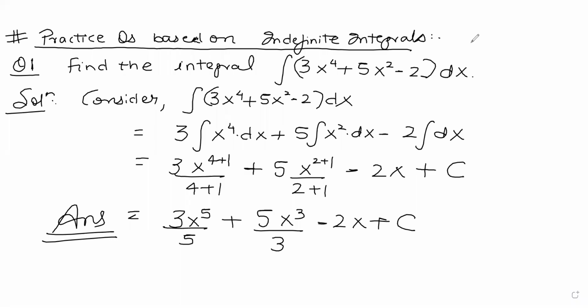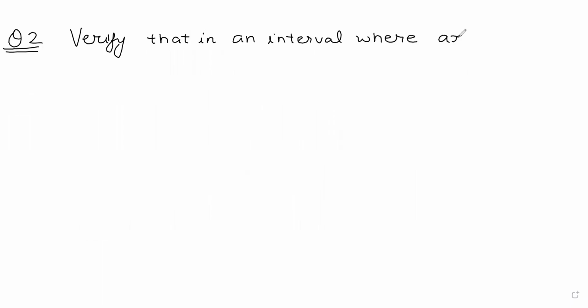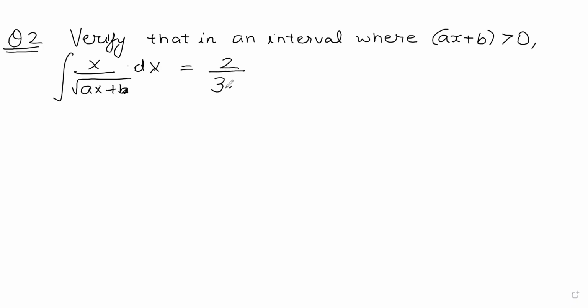Let's now look at question two. Verify that in an interval where AX plus B is positive, show that the integral of X upon the square root of AX plus B times DX comes out to be equal to 2 upon 3A square times (AX minus 2B) times the square root of AX plus B, plus C. So guys, this is what we need to verify.